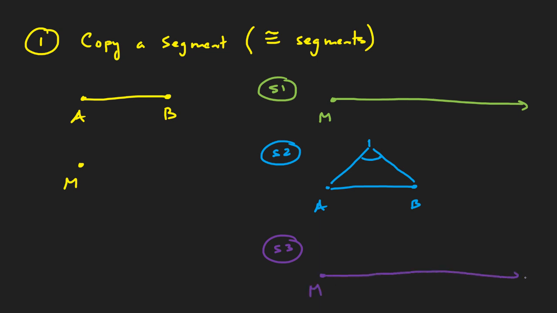So let me draw that. That's the same ray as up above in green. And I'm going to put this compass right here on M. So I'm going to put the pointy end here on M. That's the pivoter. And I'm going to put the pencil end right there.